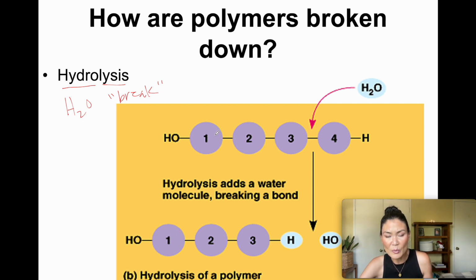In this example, we have 4 monomers joined together. When we add water to this covalent bond, H2O is going to break apart. You've got the H on this side, and then the OH, the hydroxyl group, on this side, which is going to attach itself to monomer number 4.